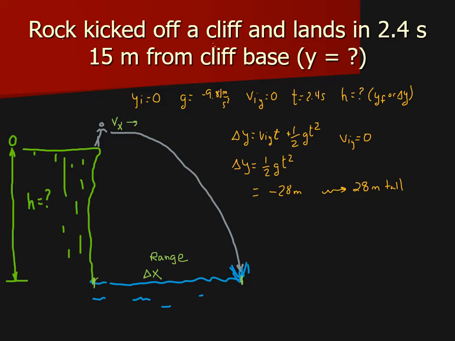Even though it's able to fall farther away from the cliff itself, the height can still be measured to be 28 meters, because an object that falls downwards, even with initial horizontal velocity, is in free fall.